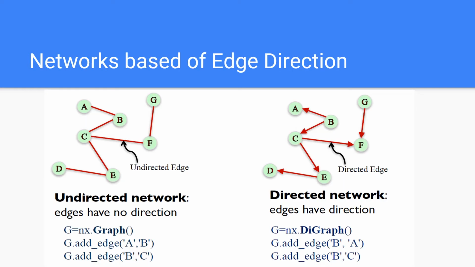Okay, so networks can be broadly classified into two major kinds: undirected networks and directed networks. Undirected networks are basically networks which have no edge direction. And the directed networks, as the name suggests, have edge directions. Now we will use the function DiGraph to create such networks.